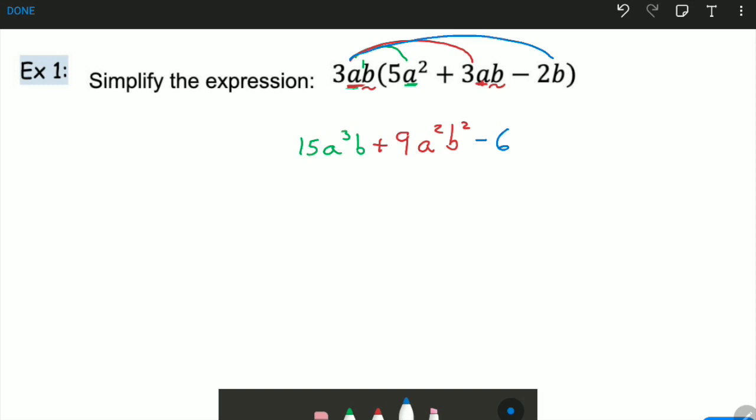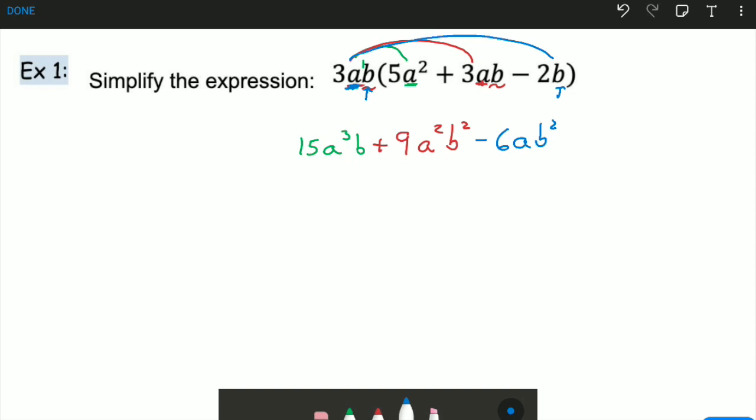And then when we deal with our variables, there are no other a's in the second expression, so I'm just going to bring the a along for the ride. And then we have a b times a b, which gives me b squared. Just two more mentions with this: you should combine like terms if possible. This one, we have no like terms.